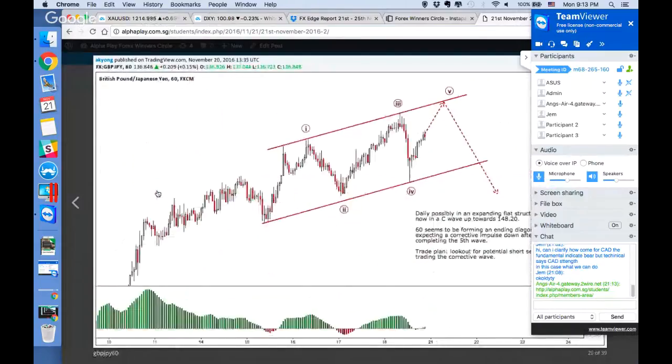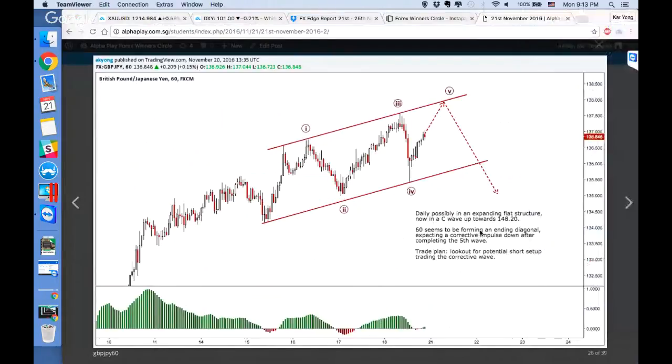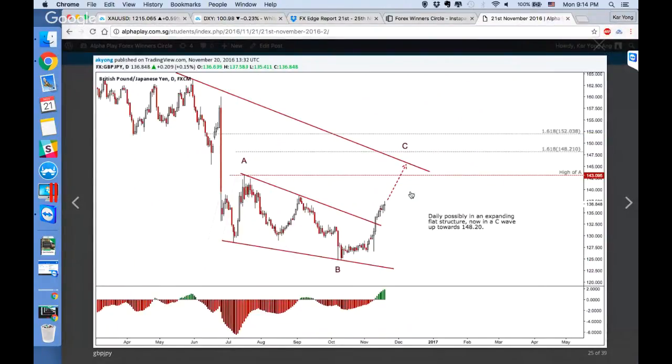Okay, so for example, some of this, I'll walk you through. Some of the forecast is, let's say, pound yen. We are expecting it to go higher on the daily perspective. So I wrote here daily possibility in a structure, now in C wave. The upwards target is 148.20. It's pretty high up right now. It's just at 136, so a lot of room for it to go higher.